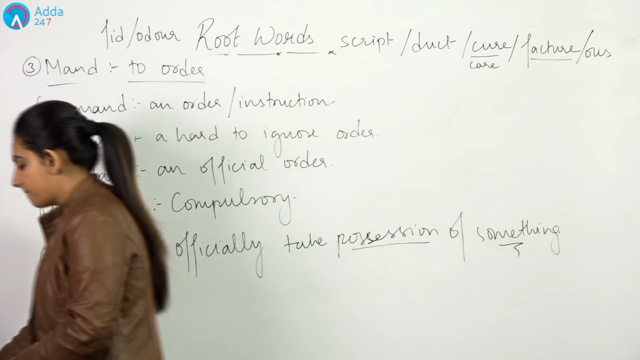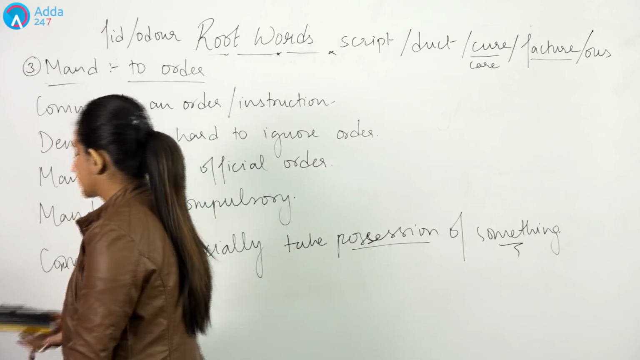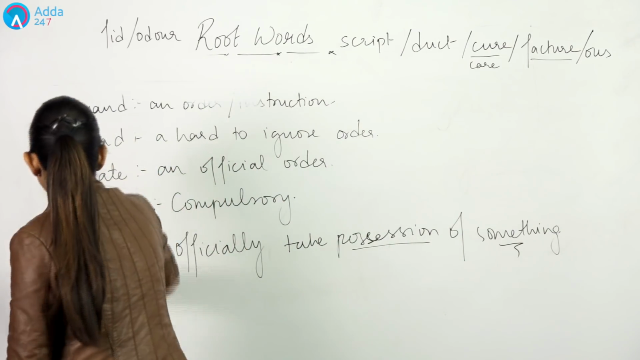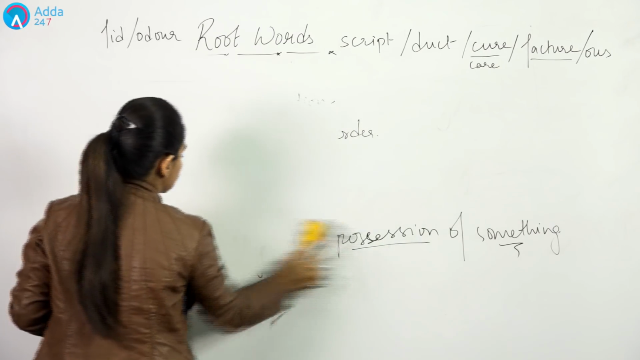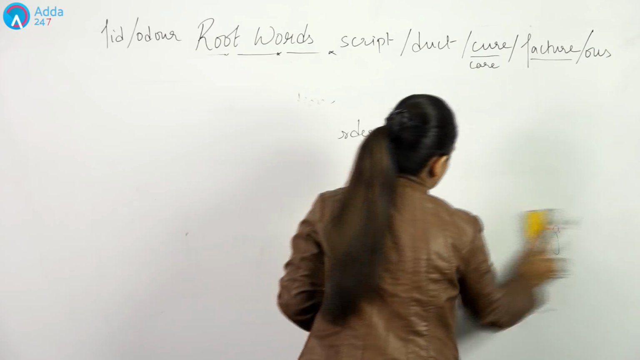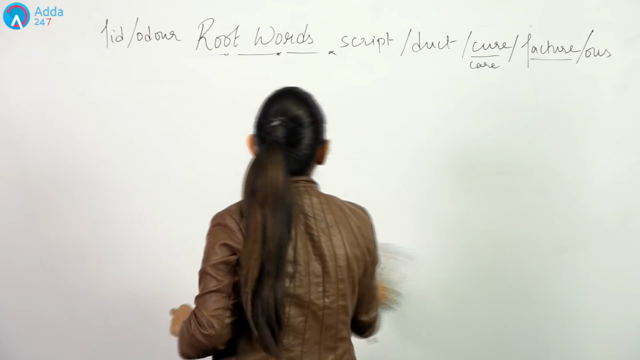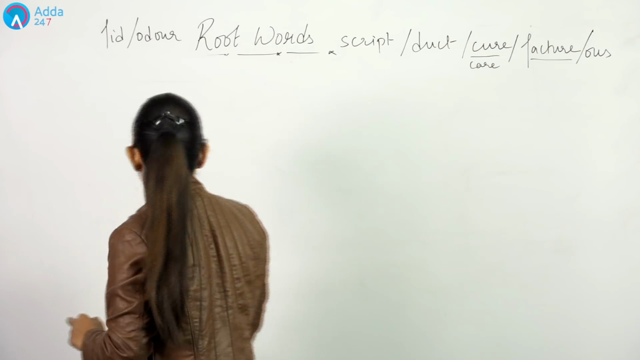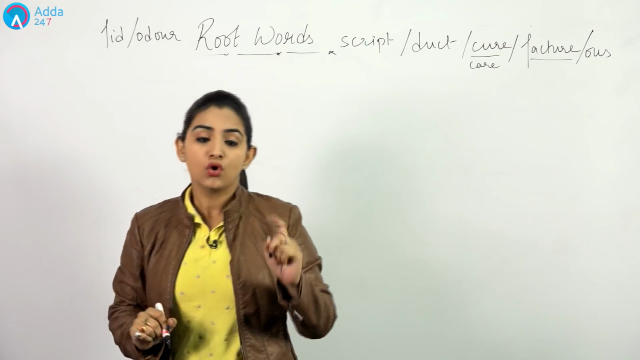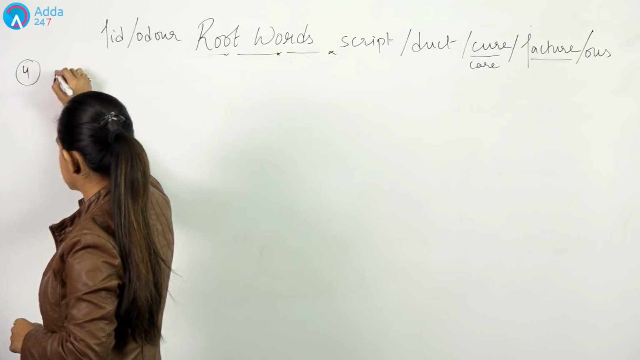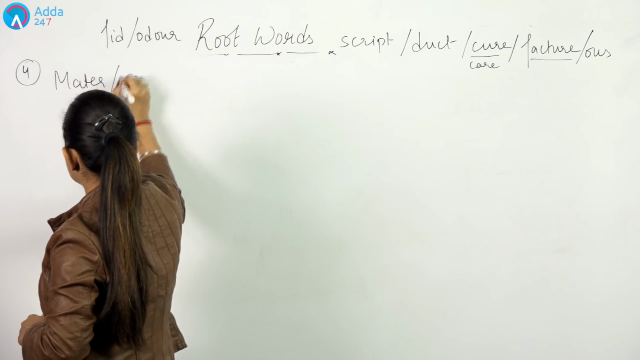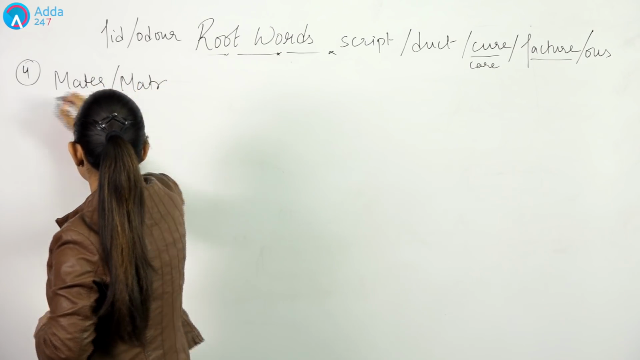So, mad, mal and mani is clear to you, I suppose, till now. And with this, you have learned some more root words, that is fid and odor and script, duct, cure, fracture and facture and OUS. With this, we come to the other word, and that is mater, mater or matr, match.